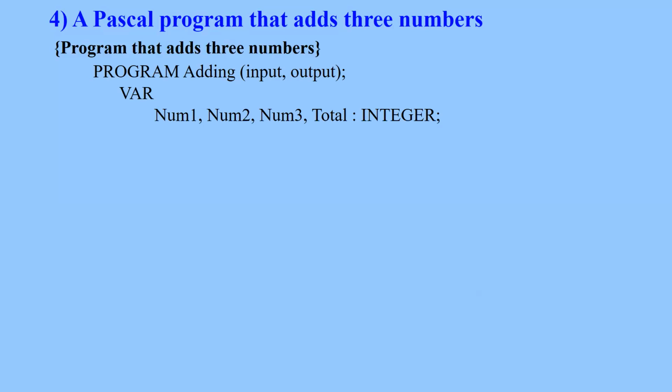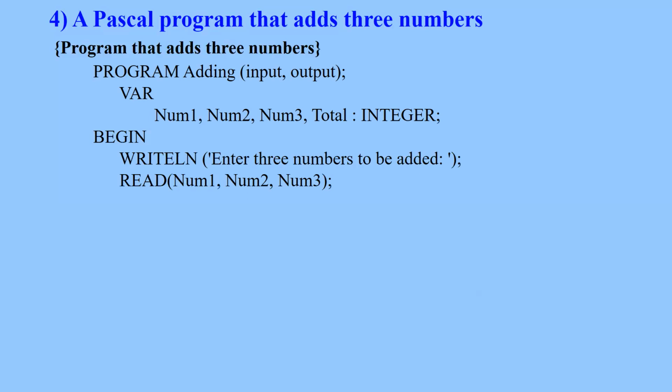So we declare 4 memory locations: number 1 to hold the first value, number 2 to hold the second value, number 3 to hold the third value, and total to hold the sum. Then we go to begin. The first statement is a statement requesting the user to enter 3 numbers. So the statement, enter 3 numbers to be added, will be displayed on the screen because that's the work of writeln, and the cursor will drop 1 line.